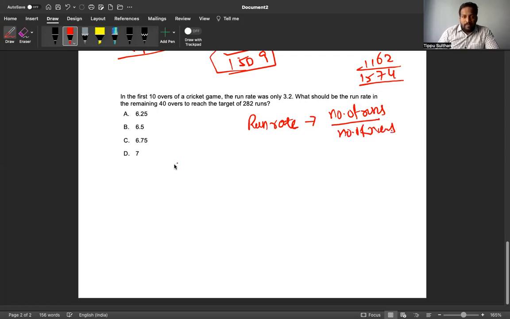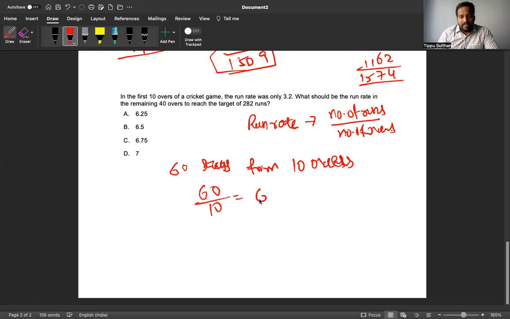For example, if you have 60 runs to be scored from 10 overs, what do you do? 60 by 10. The run rate is 6.0. I hope you got it. Now, in the first 10 overs of a cricket game, the run rate was only 3.2. What should be the run rate in the remaining 40 overs to reach the target of 282 runs?